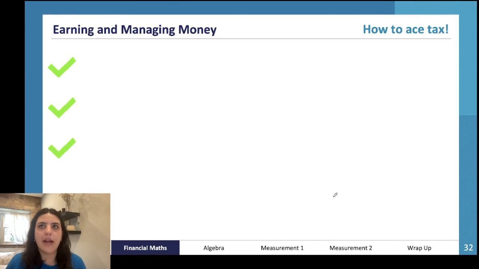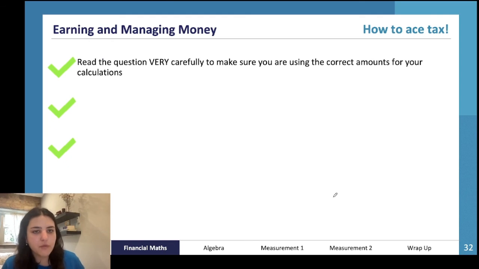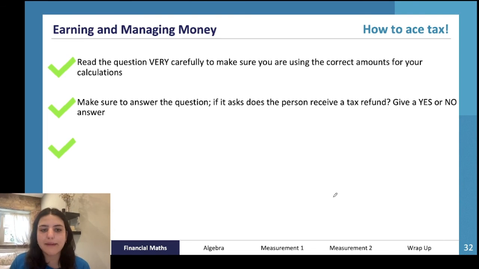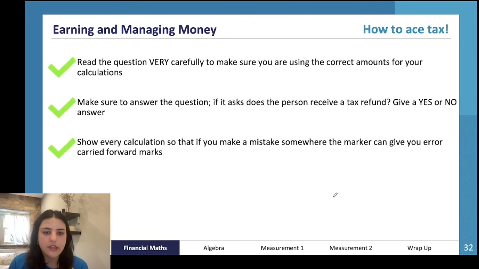So let's have a look at my 3 top tips. First of all, read the question very carefully to make sure that you're using the correct amount for your calculations. If you use the wrong part of the tax table or the wrong interest formula, your whole question is stuffed. Next, make sure to answer the question: if it asks does the person receive a tax refund, yes or no, answer. Show every calculation, so sometimes you can get error carried forward marks from previous working, even if you use the wrong part of the tax table, but you knew how to use the tax table.